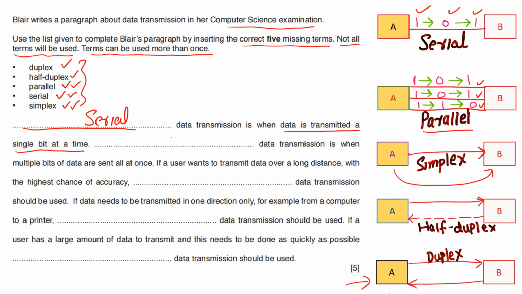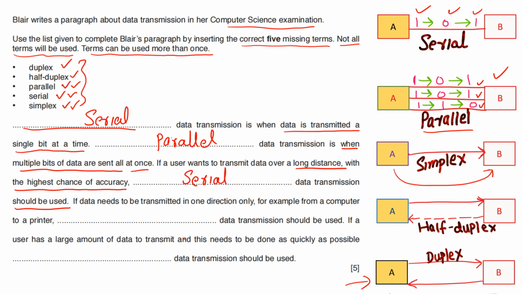Next one: dash data transmission is when multiple bits are sent all at once. So that is parallel. You can see here multiple bits are sent at the same time. So the correct answer is parallel. Next one: if a user wants to transmit data over a long distance with the highest chances of accuracy, dash data transmission should be used. So in the case of long distance and highest accuracy, we should use serial data transmission.